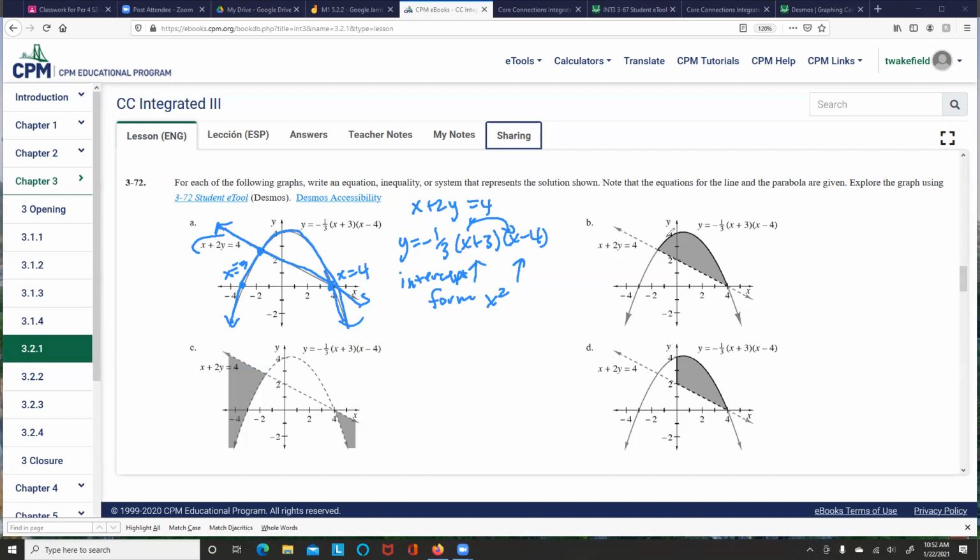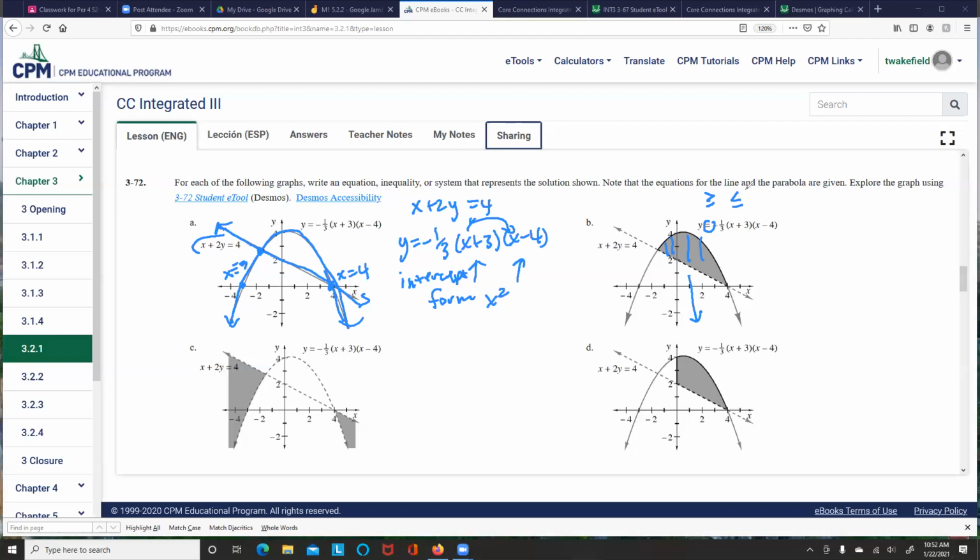Now, if I want to make this shading, I have the same exact two equations, but I want to make this shading. Is this greater than or less than? Am I going to change this to a greater than or equal to, or a less than or equal to? I want it to go down here. Is that less than or greater than, guys?